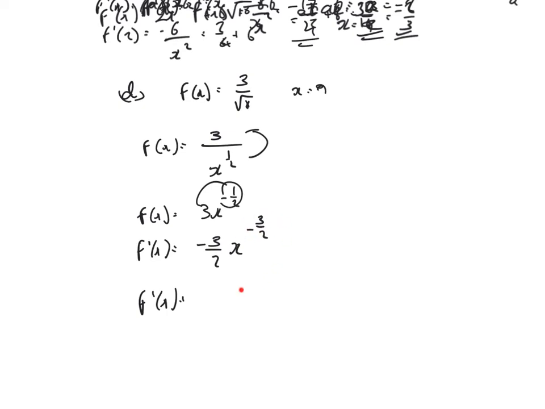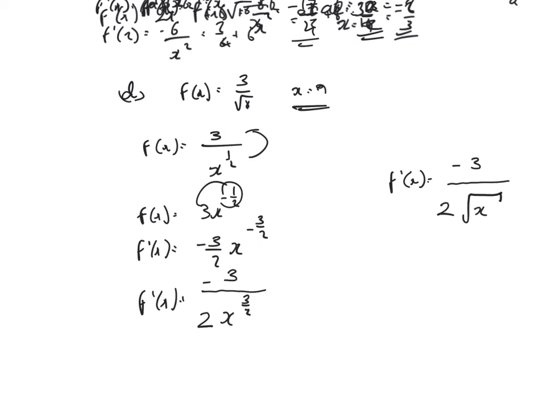Okay, then I bring that back down at the bottom, changes power to positive, and I've got minus 3, that stays up there, 2 stays down there, x to the positive 3 over 2. Now I don't try and attempt to sub in x equals 9 until I reintroduce the root sign, so let's do that. F dash of x equals minus 3 over 2 lots of the square root of x cubed. Okay, now I can sub in.